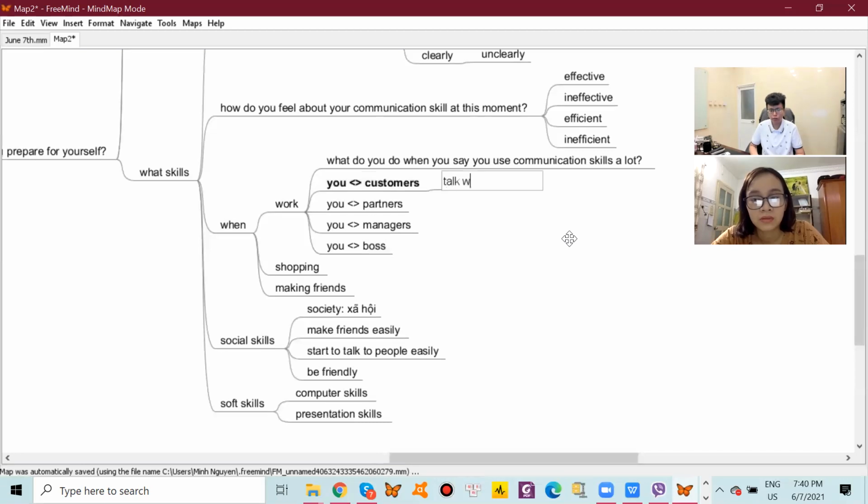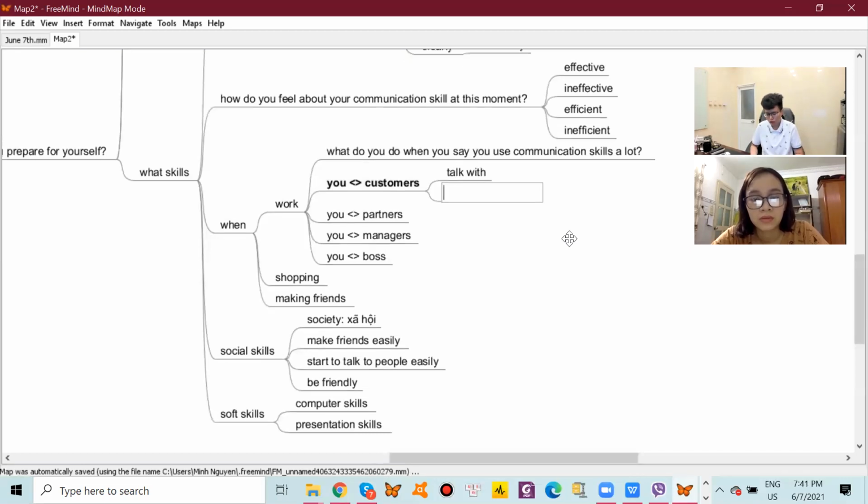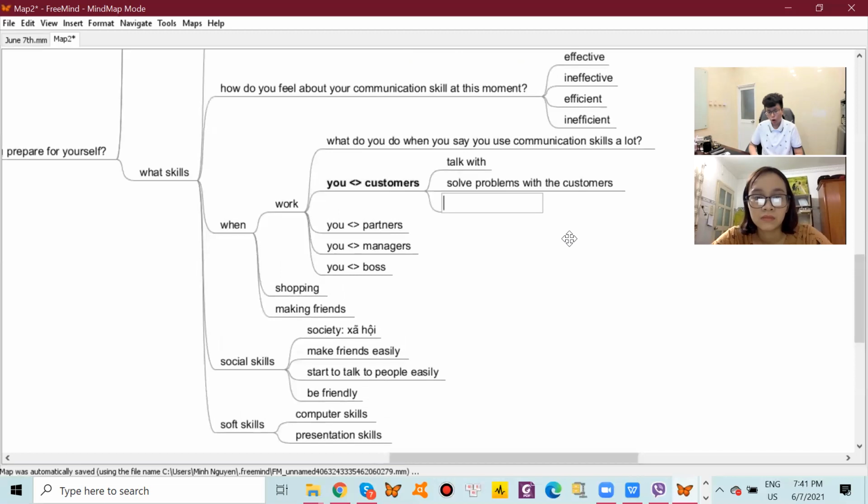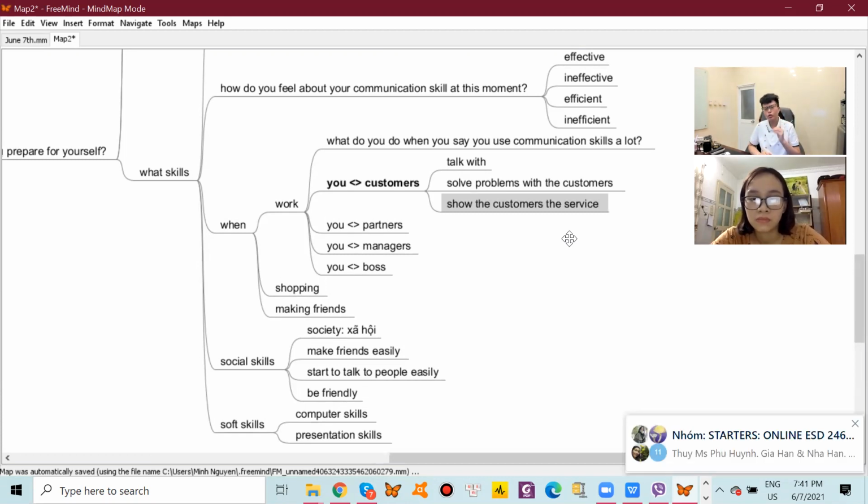Okay, so we have the action verb. Talk with the customers a lot. Did you try to solve problems with the customers a lot, or you have to show the customers the service of the company? So why do you need to use communication skills a lot? Why do you have to use communication skills when you talk to your customers?